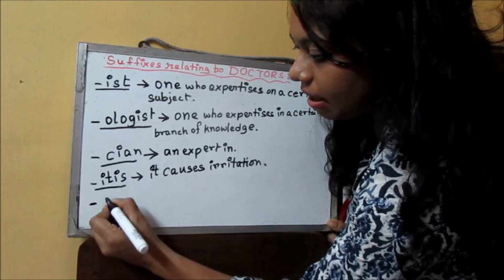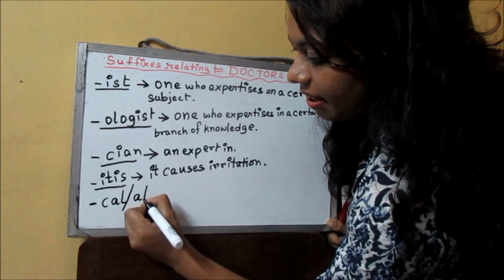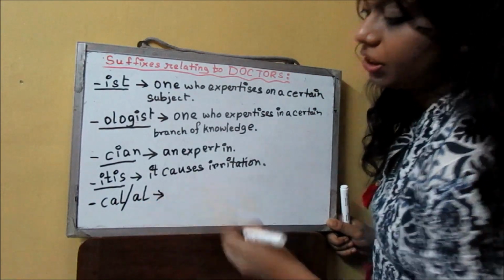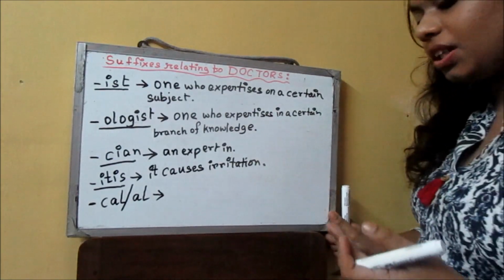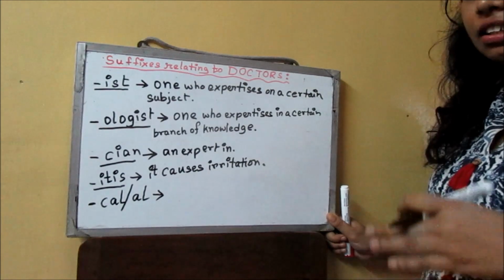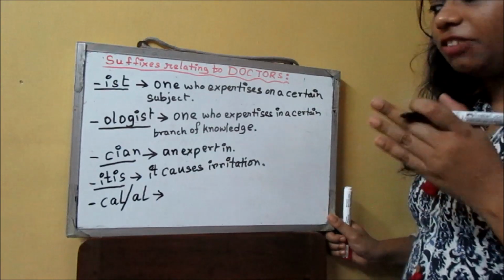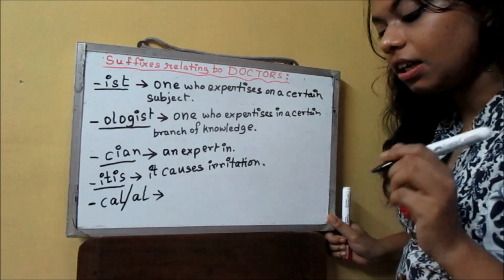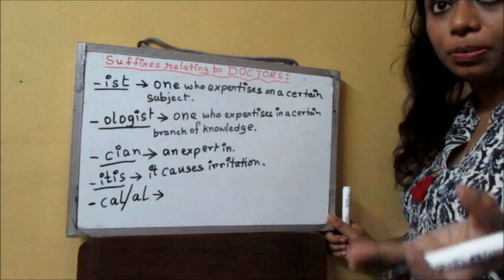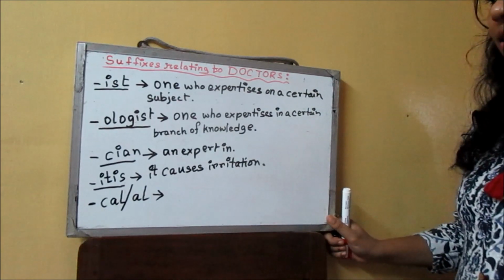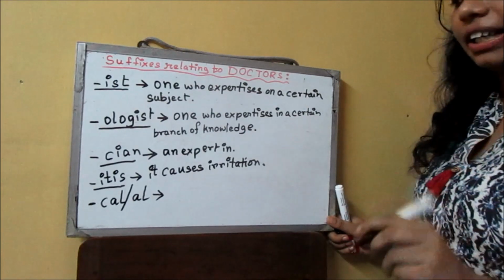It is kal or al. So this suffix is very similar to a suffix that we have learned previously in this list. Can you tell me which suffix it is? Yes, it is the suffix IC, right? Like Vedic and orthopedic, the suffix IC. So AL is also very similar in meaning to the suffix IC.